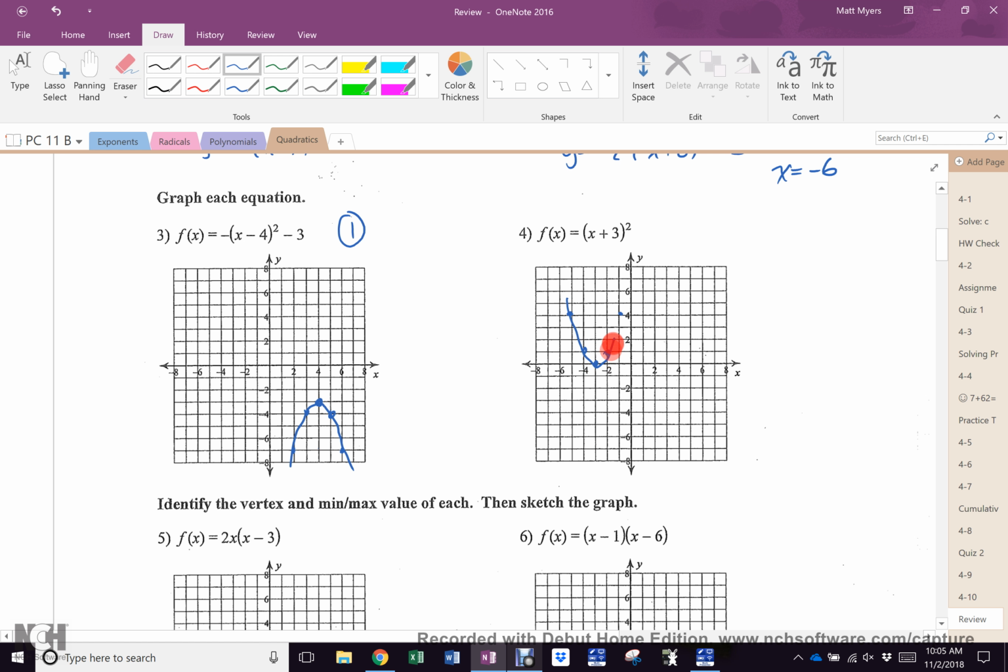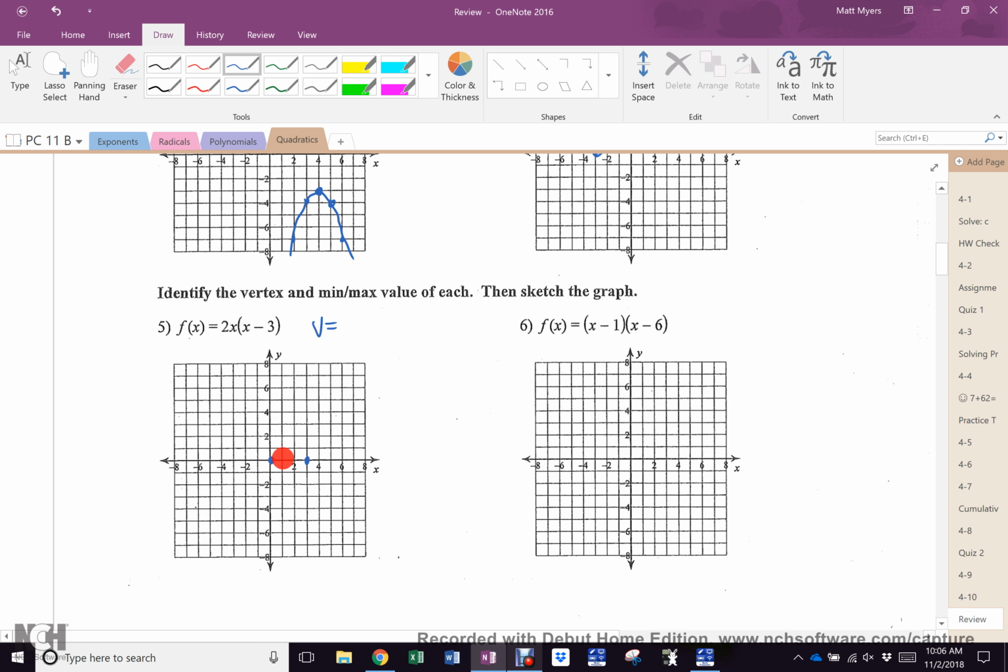These are going to be worth 2 because you have to identify the vertex and the minimum and maximum value. So the vertex here is what? It's a little tricky because it's not in vertex form. What form is that in? Factored form. So what are the roots? Positive 3 and 0, correct? So where is the vertex? Right in the middle, yeah? What's the middle of 3 and 0? 1.5. So the vertex is 1.5.